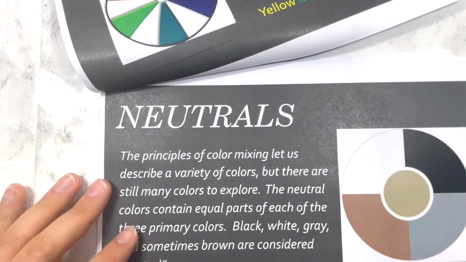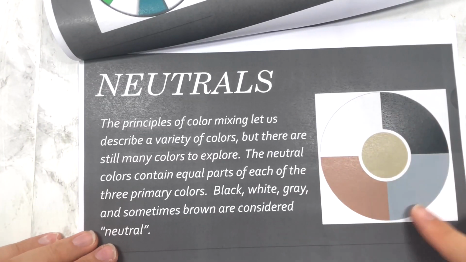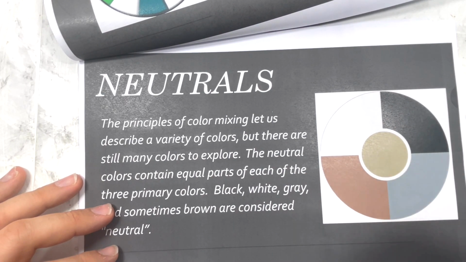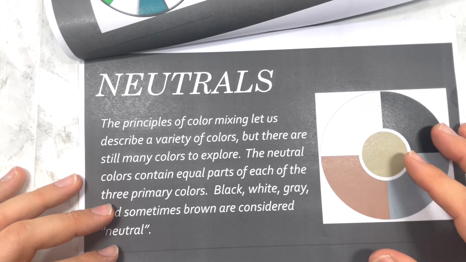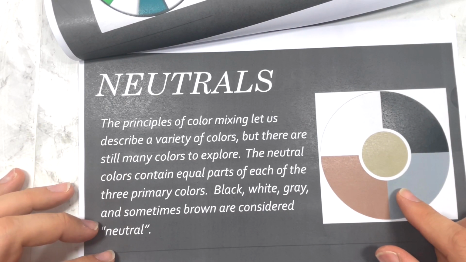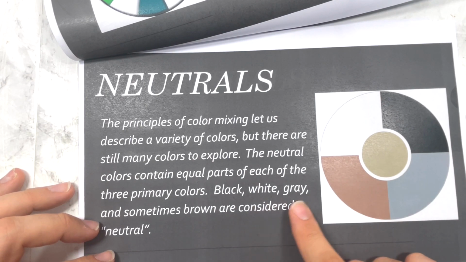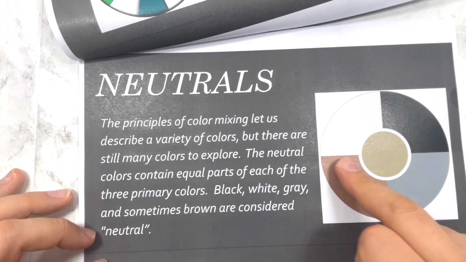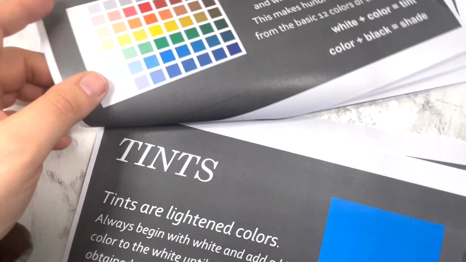Okay, then we've got the neutrals. The principles of color mixing let us describe a variety of colors, but there are still many colors to explore. The neutral colors contain equal parts of each of the three primary colors. Black, white and grey, and sometimes brown are considered neutral. Yes, so the brown is part of the neutral colors.